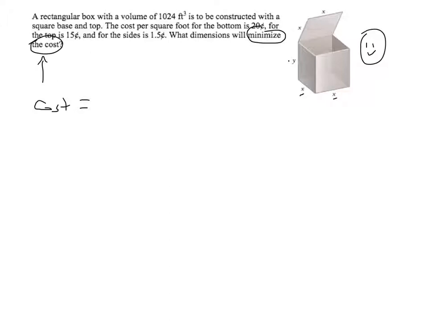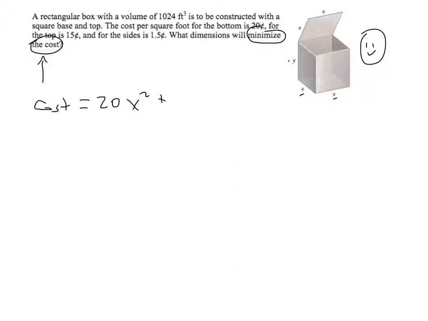So let's start with the bottom. The bottom of the box cost 20 cents per square foot. That's what it says here in the problem. And the dimensions of the bottom are x by x. So x by x would be x squared. That's how many square feet are in the bottom of the box. And each square foot costs 20 cents. So I'll just use 20. I won't use 0.20. We'll keep the numbers simpler. Since all the costs here are given in cents, our cost function will just be in terms of cents instead of dollars.